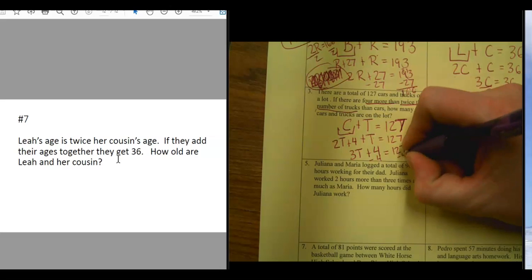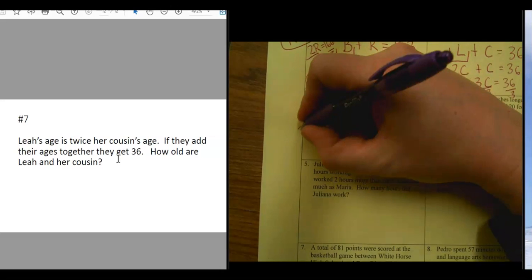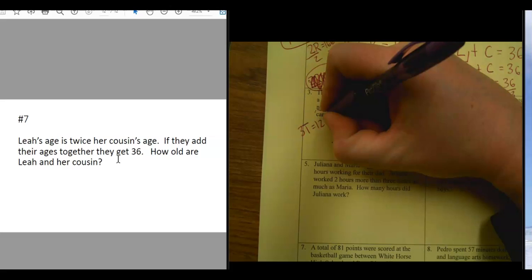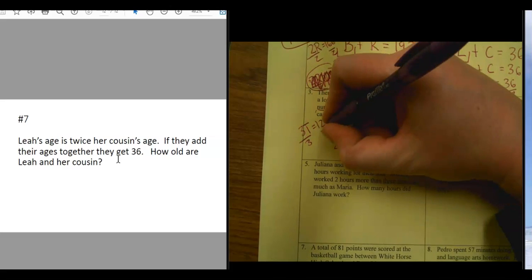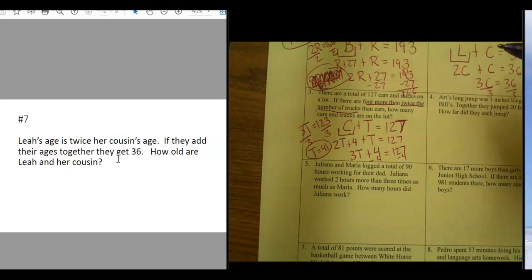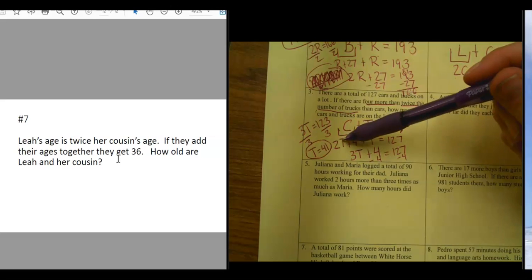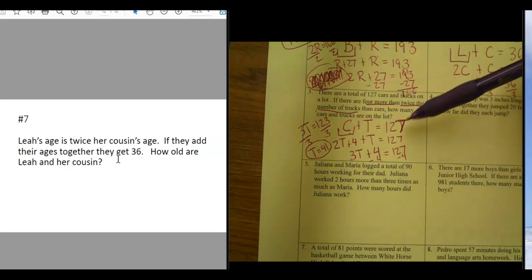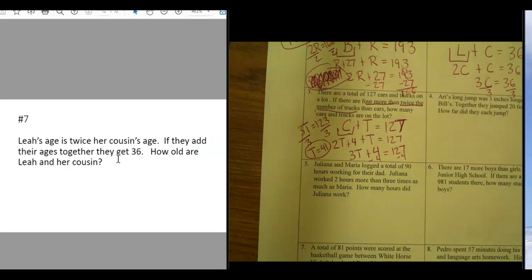Subtract the 4 from both sides, and I get 3T equals 123. Divide by 3, and there are 41 trucks on the lot. And to find the cars, you would do 41 times 2 plus 4, or just 127 minus 41.